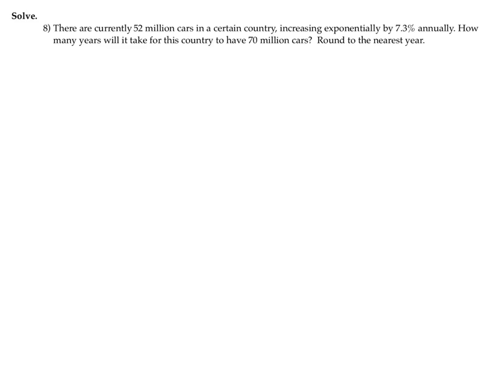All right, next. Word questions. Currently 52 million cars, increasing exponentially by that. How many years will it take this country to have 70 million cars? So this is one of those continuously compounding or continuously increasing questions. So I need to use the P of t equals P0 e to the kt. It's increasing, so k, I'll just keep in my mind that it's got to be positive.